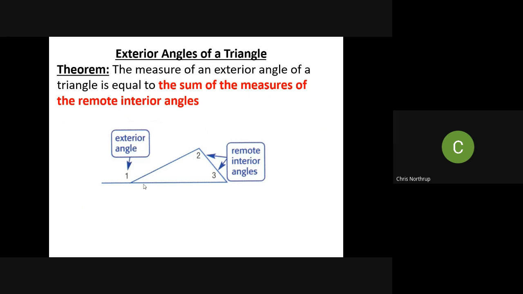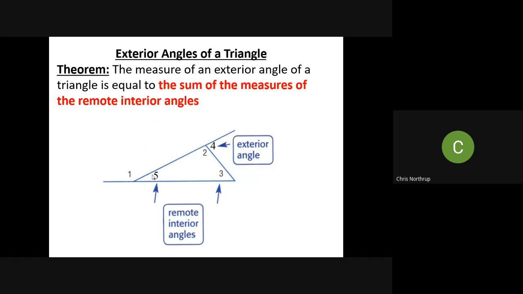Just one last thing I want to add here. It really kind of depends on how you make that exterior angle. There isn't always just one of them. For example, I could take that same triangle, and if I extended maybe that upper side there, now that exterior angle is angle 4. So you can extend any side you want to and make an exterior angle. Now with angle 4, the remote interior angles would be the ones not adjacent to 4. So that would be like angles 5 and 3.